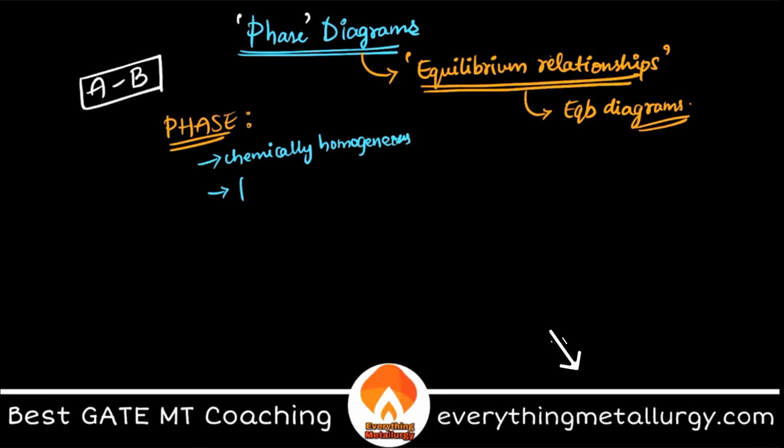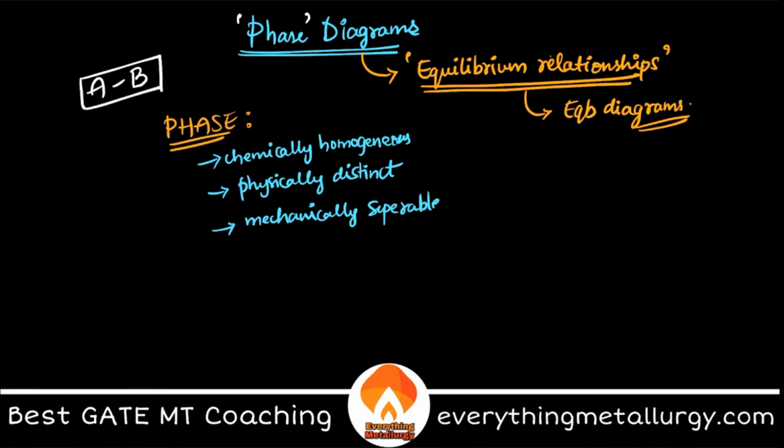Number two, physically distinct, as you rightly mentioned, that it has to be unique, it has to be distinct, and it has to be mechanically separable. Okay. So chemically homogeneous means what? Within a phase, the composition is uniform throughout the phase. That is called a homogeneous chemically.